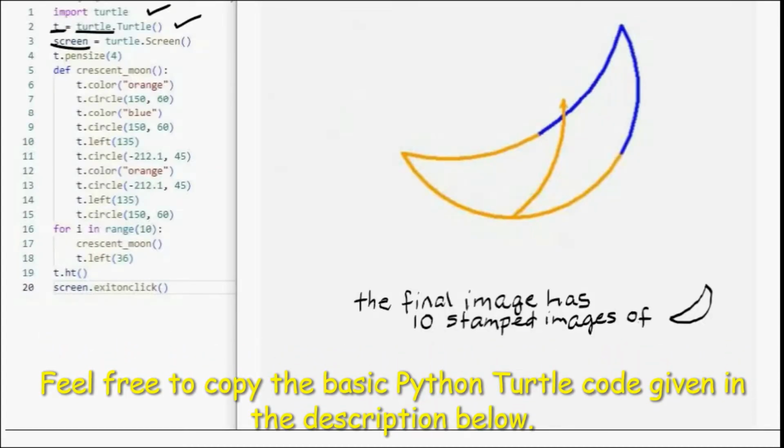Final image, look at the lower portion of the screen. It has 10 stamped images of the crescent moon here. From numbers 5 up to number 15 on the left side, we have the definition or the procedure for drawing the crescent moon.